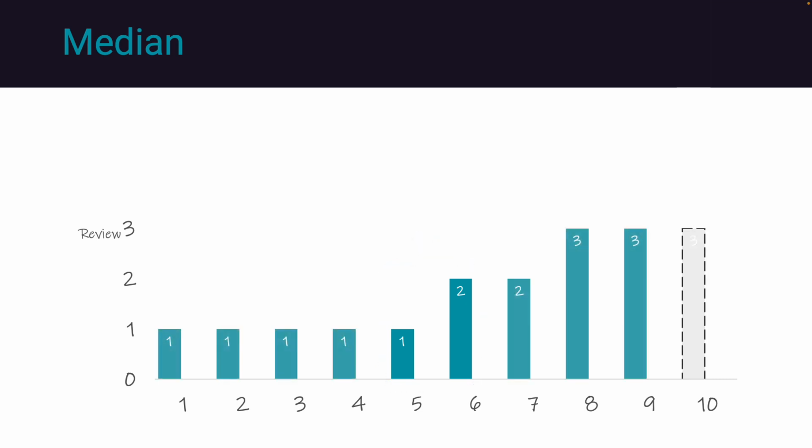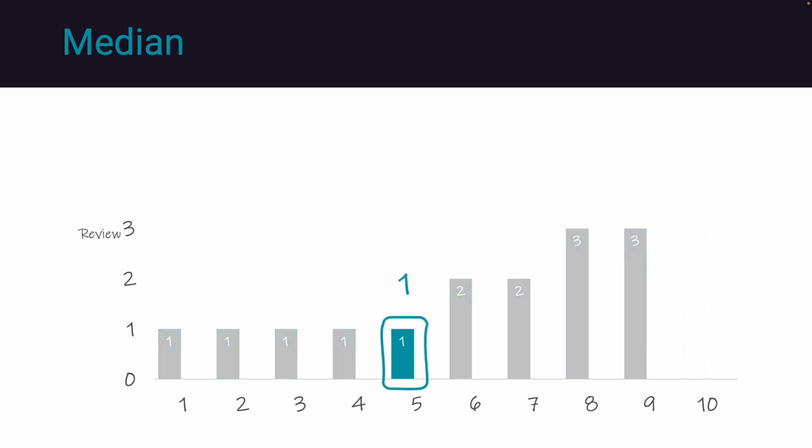If we were to drop the last data point such that we have an odd number of data points, the median would be the middle value, which is a 1. The idea of median can be extended to splitting the data into 4 parts known as quartiles, 10 parts known as deciles, or 100 parts known as percentiles.